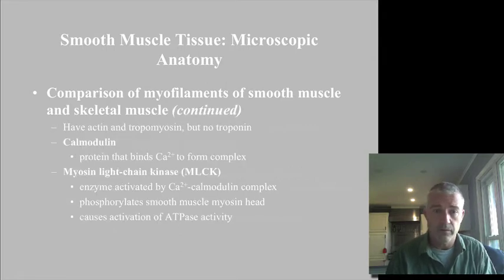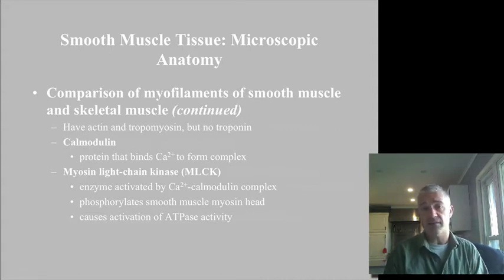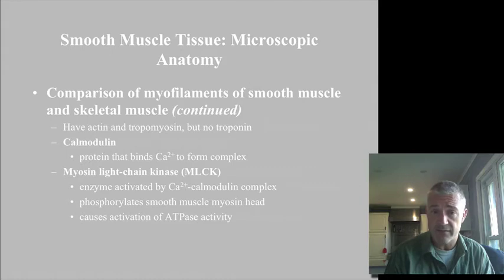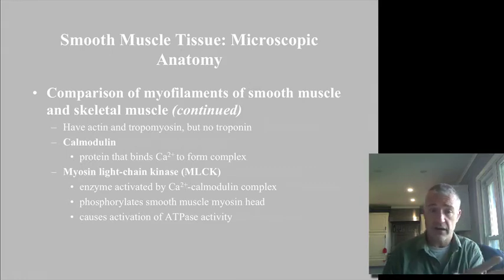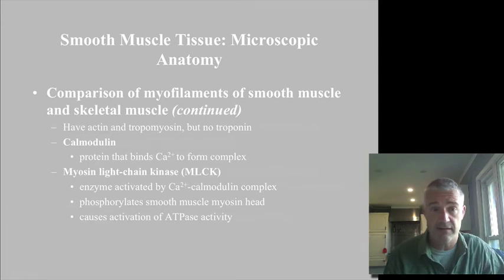We're going to see these do have actin and tropomyosin, but they don't have any troponin. What they do have inside the cell is something called calmodulin. So when calcium enters the cell, this calcium binds with the calmodulin and activates it. This then will activate what is called myosin light chain kinase. When this is activated by that complex, it phosphorylates the myosin head and allows activity of the ATPase, which is going to allow those myosin heads to start ratcheting and contracting this muscle.